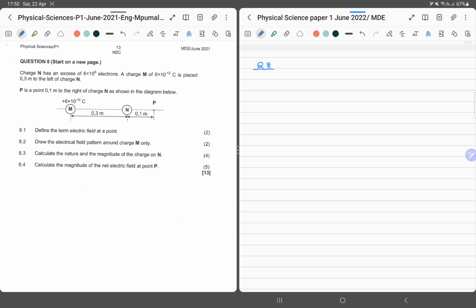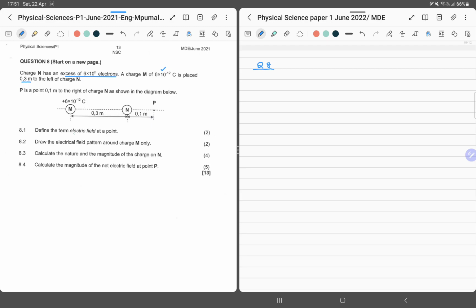So question 8. So what is that? Question 8 says, a charge N has an excess of 6 times 10 to the 6 electrons. Now a charge M of 6 times 10 to the minus 12 coulombs is placed 0.3 meters to the left of charge N. So we've got the diagram right there.